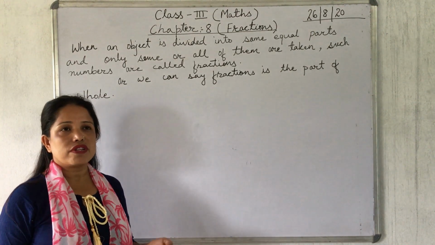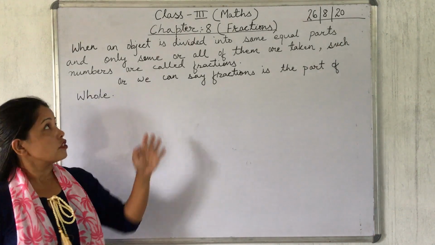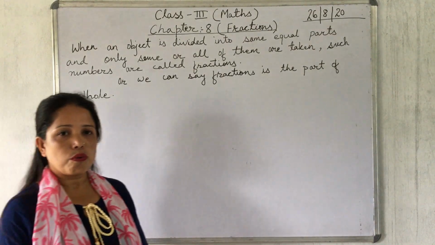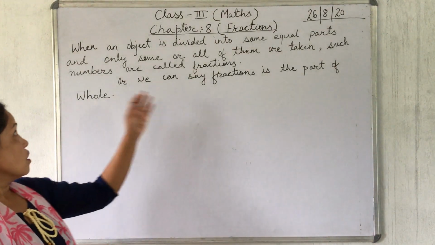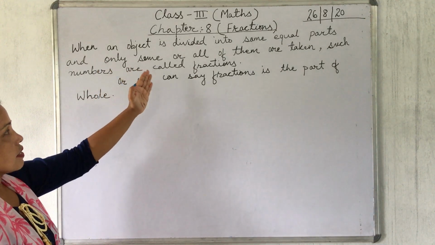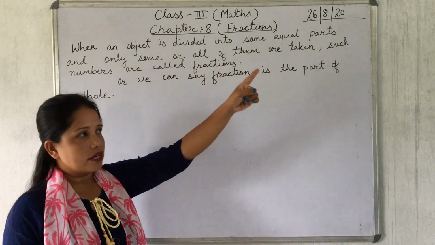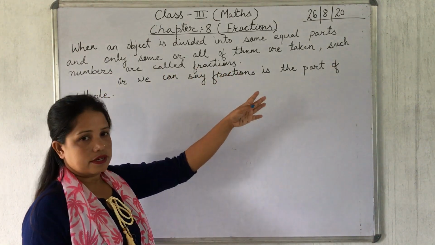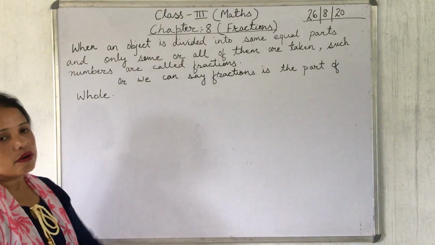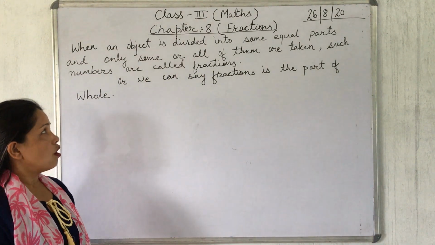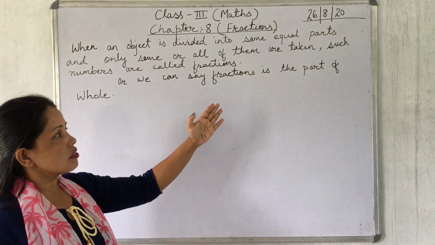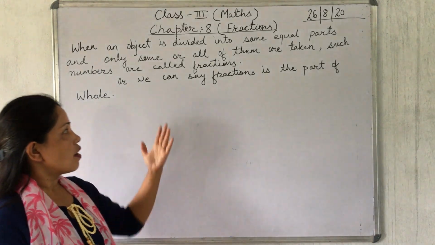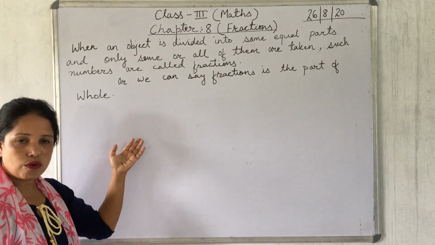Today we will start the new chapter in maths, chapter 8, fractions. So children, let me clear you what is a fraction. When an object is divided into equal parts and only some or all of them are taken, such numbers are called fractions. Is that clear? Or we can say a fraction is a part of a whole.